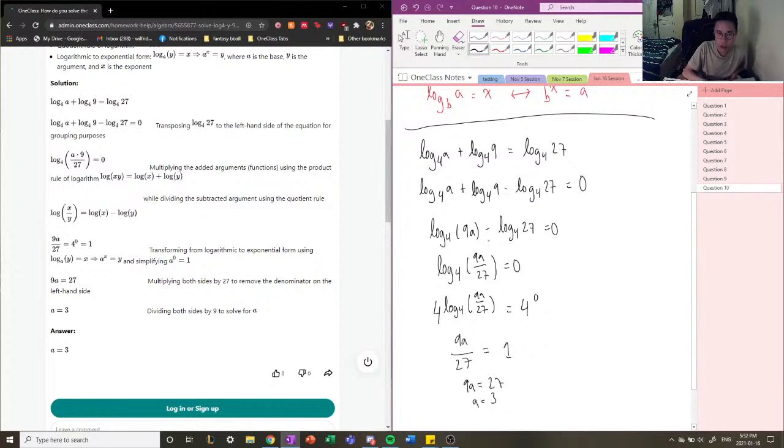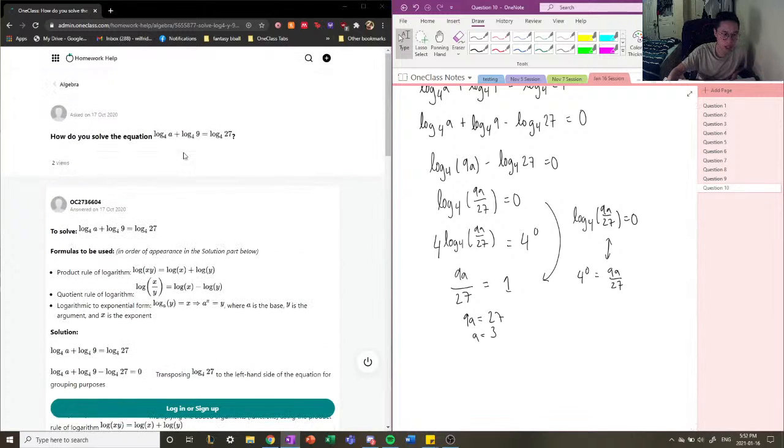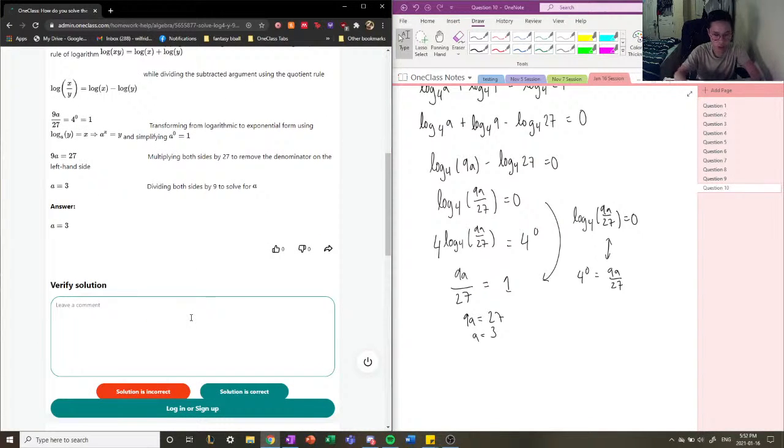So we got from this step to this step by using our logarithmic to exponential form, which states that log base 4 of 9a divided by 27 equals 0 is the same thing as writing 4 to the power of 0 equals 9a divided by 27. So we have found the value of a which makes our original expression true, so this solution is correct.